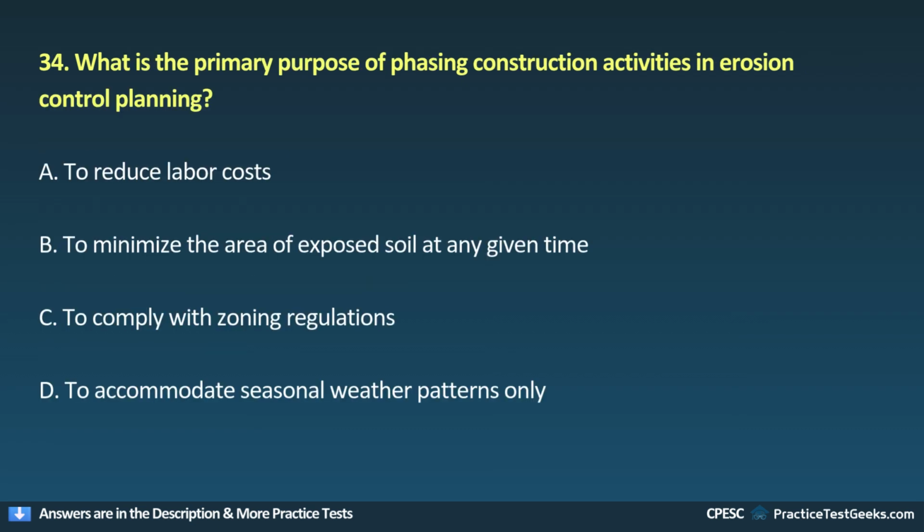34. What is the primary purpose of phasing construction activities in erosion control planning? A. To reduce labor costs. B. To minimize the area of exposed soil at any given time. C. To comply with zoning regulations. D. To accommodate seasonal weather patterns only.